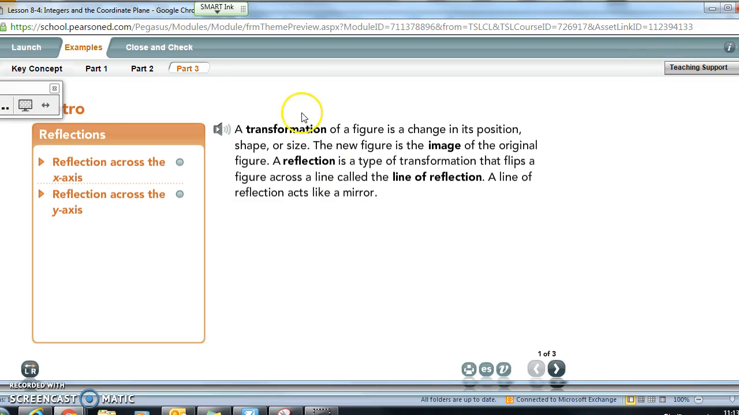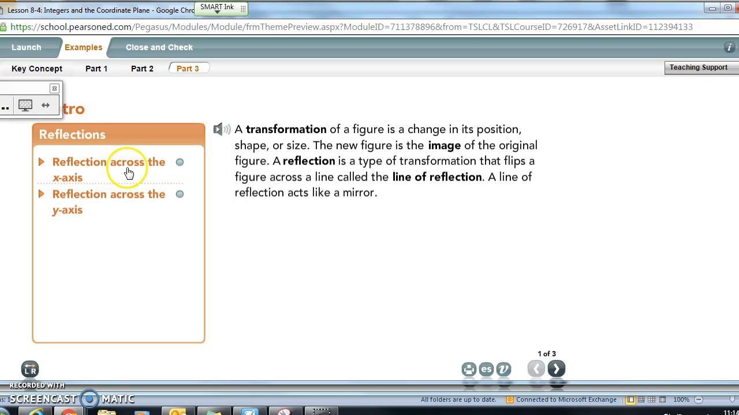All right, so we are now doing part 3 of 8-4, which is integers in the coordinate plane. So please have out your notes as we go through this. A transformation of a figure is a change in its position, shape, or size. The new figure is the image of the original figure. A reflection is a type of transformation that flips a figure across a line called the line of reflection. A line of reflection acts like a mirror.